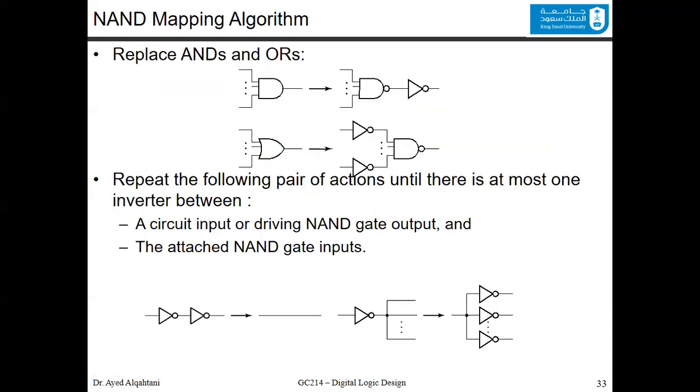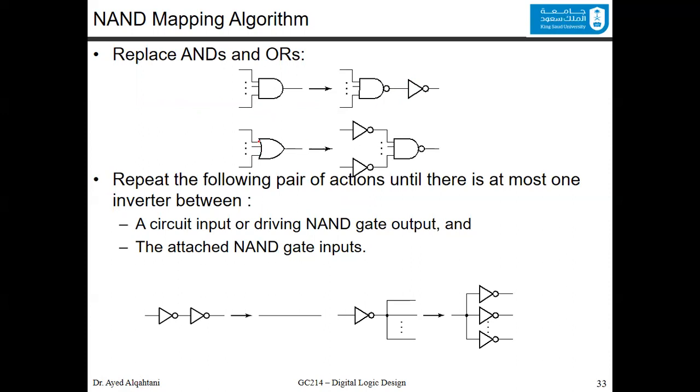So you do it this way. The NAND mapping algorithm: you replace any AND or OR this way. The AND will be replaced by a NAND followed by an inverter. And you can check, if you take this bubble and you cancel it with the inverter, you go back to the AND gate. So now the AND is easy. When you want to map to NAND, the AND is fairly easy. You just put a bubble, and after that, you add an inverter, so you don't change the functionality.